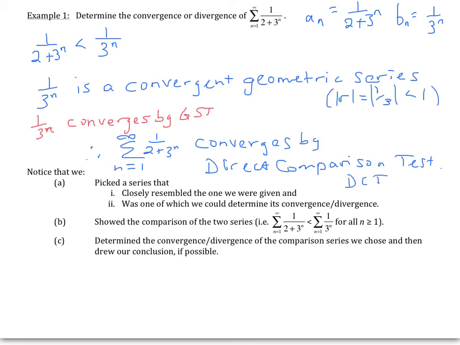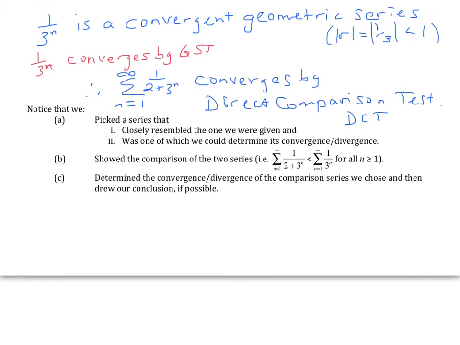Okay? So I have listed here those things I was saying, the things you want to show in your justification with your conclusion drawn. If 1 over 3 to the n had been smaller than 1 over 2 plus 3 to the n, we would not have been able to draw any conclusion because 1 over 3 to the n converges. So we were able to pick a good series that the comparison worked out, and we were able to determine that this series converged. Okay, let's try another one.